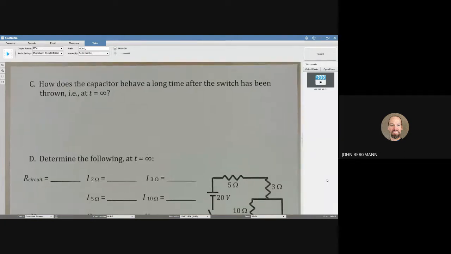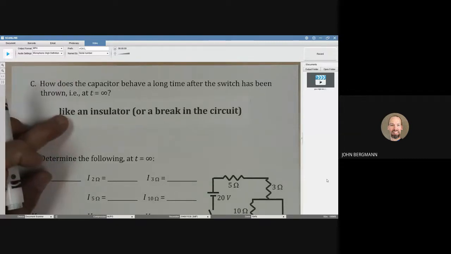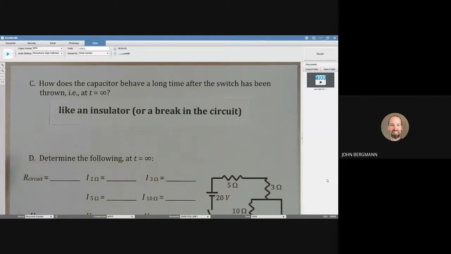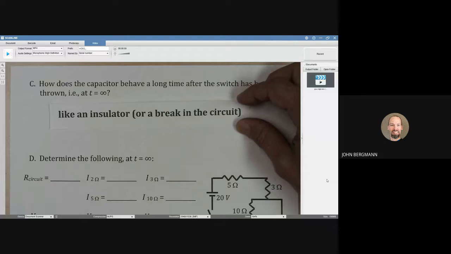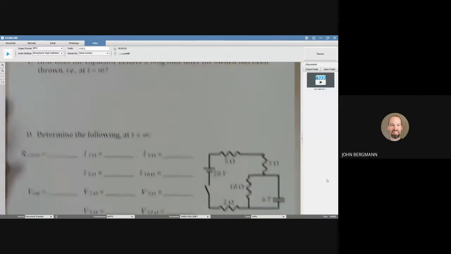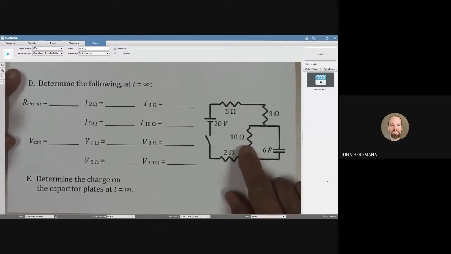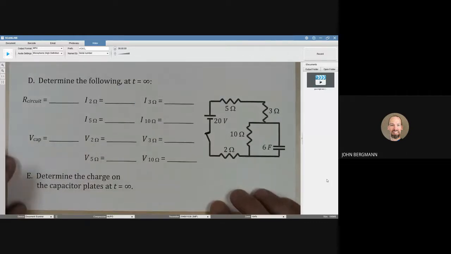How does the capacitor behave a long time after the switch has been thrown at t equals infinity? Well, at t equals infinity, the capacitor basically acts like an insulator or a break in the circuit, which means there's going to be no current moving in that direction, but there will be then current going through this 10 ohm resistor where there wasn't before. So now we've closed this and we're at t equals infinity.